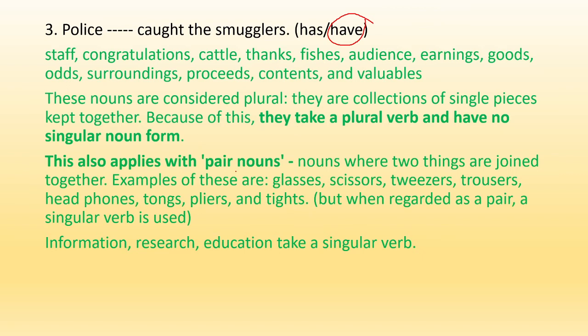This also applies to pair nouns. Now what are these pair nouns? Nouns where two things are joined together. For example, glasses, scissors, tweezers, trousers, headphones, tongs, pliers, tights. So where there are two parts of the same thing. But if the words a pair of are written in front of it, then they are considered singular. Now, information, research, education, they take singular verbs. So you need to remember such exceptions.